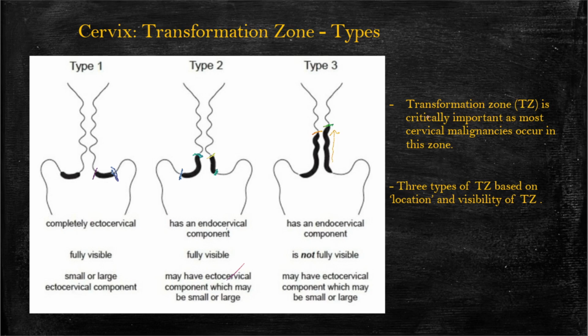Obviously, the transformation zone is of utmost importance to us when we're doing colposcopy, and then LEEP for removing abnormal cells, because most cervical malignancies occur within the transformation zone.